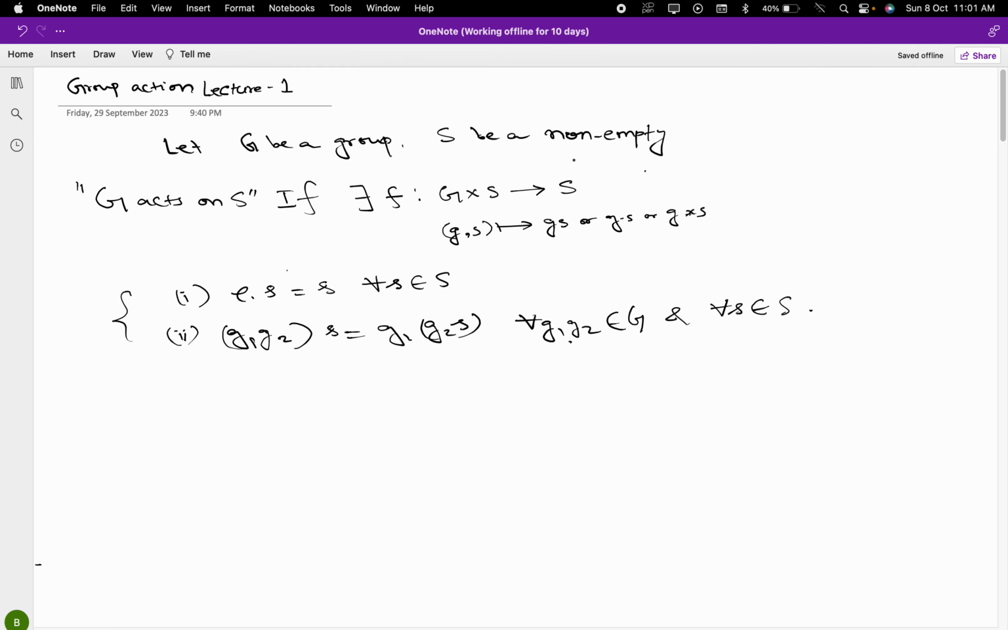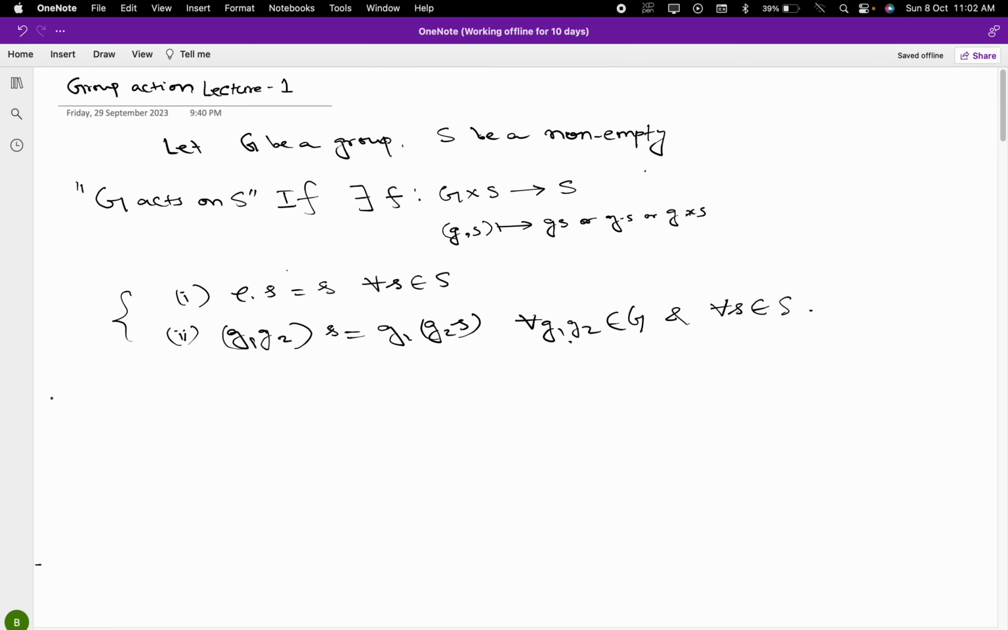So when we say G acts on S, there exists a function f from G cross S, the Cartesian product of G and S, to S. Its input is an element (g, s), and its output should give you an element of S. It should satisfy these two properties, and then we say G acts on S. Okay, let's see some examples of group actions.